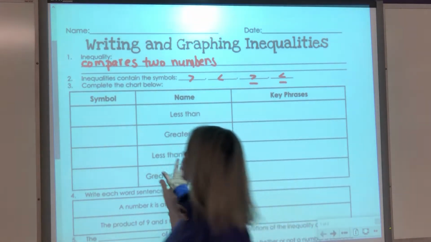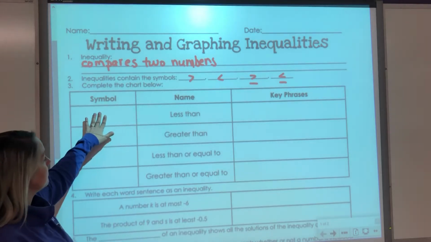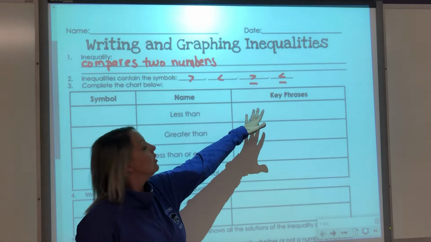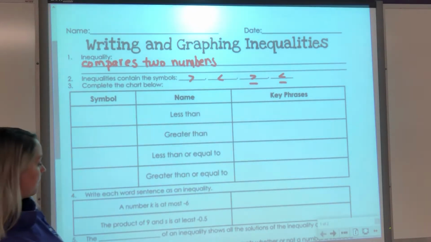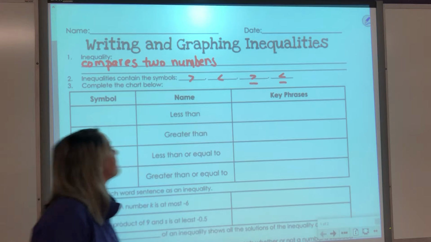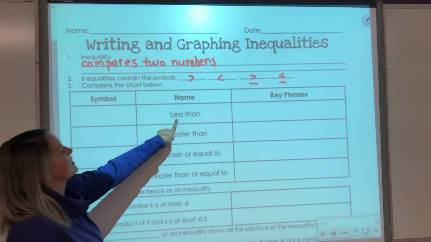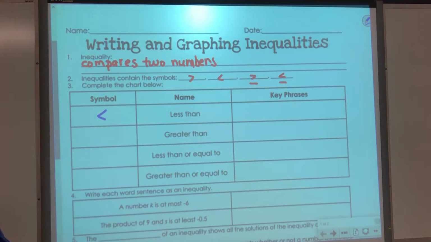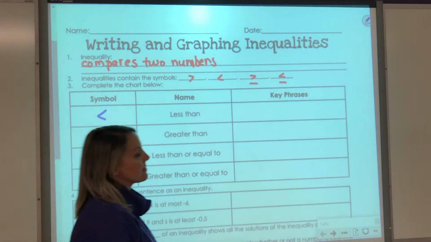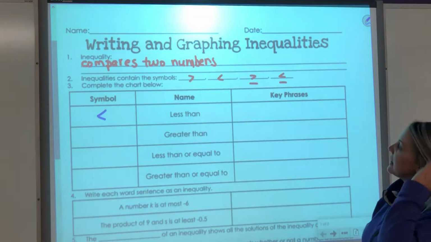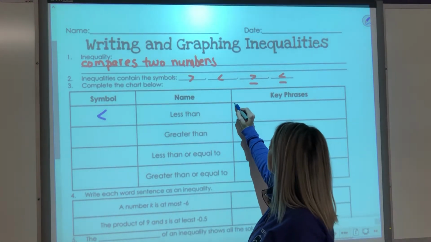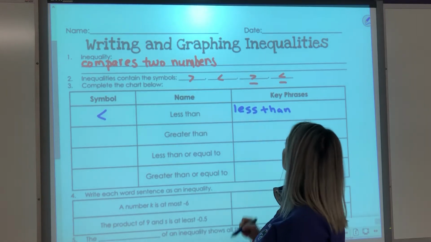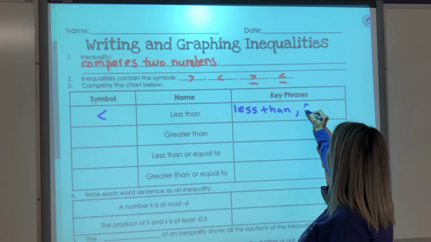So we're going to complete this chart below where we identify a symbol, a name, and then key phrases that you might see when you're talking about that symbol. So the symbol we're going to use first is less than. Phrases that you might see when you're talking about less than is, of course, less than. You may also see fewer than.